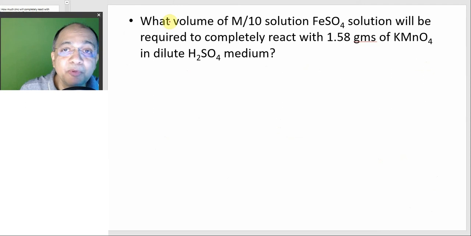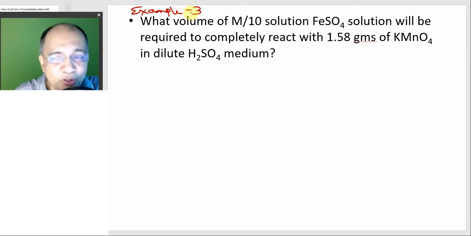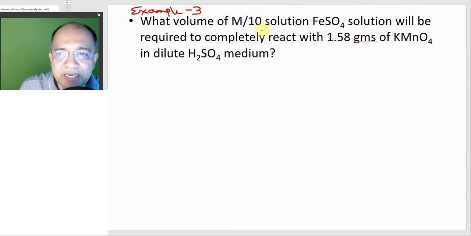This is the third example we'll be doing, example 3. What volume of M by 10 solution of ferrous sulfate will be exactly required to completely react with 1.58 gram of KMnO4 in dilute sulfuric acid medium? Don't worry, if I tempt you to solve problems by the equivalent method, you will not allow me to explain this by the mole method. Hold on, hold your breath.